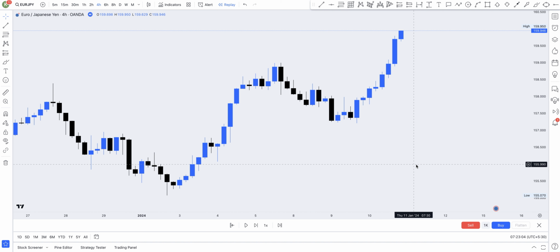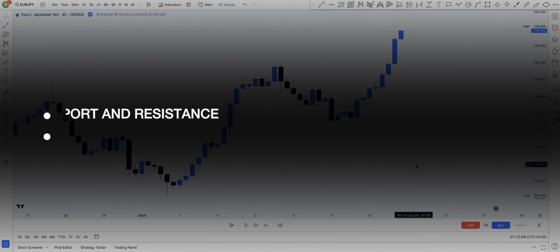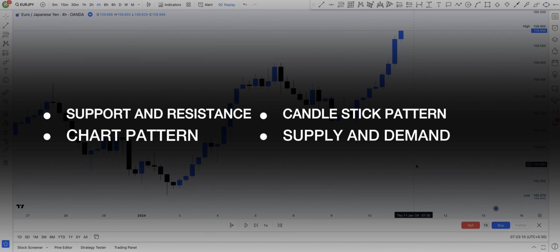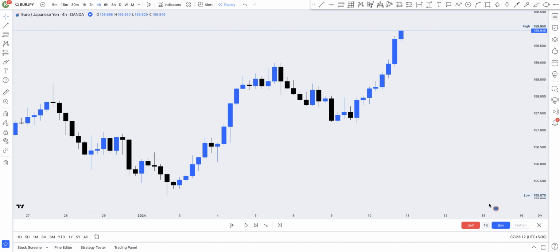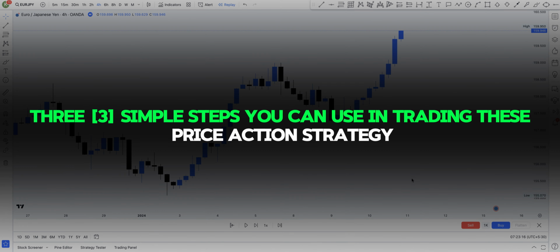So when we are trading without indicators, then what are we trading with? At this point, we are talking about support and resistance, chart patterns, candlestick patterns, supply and demand, and so on. So today I'll take you through 3 simple steps you can use in trading this price action.